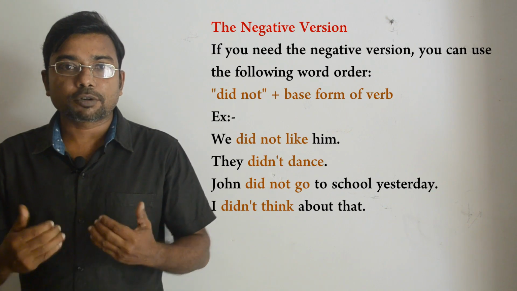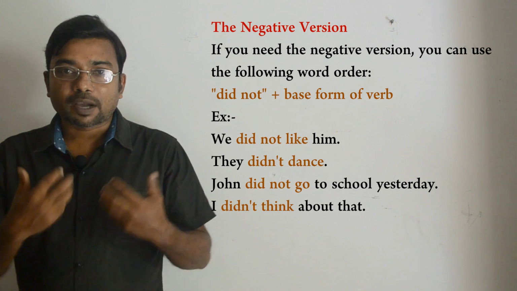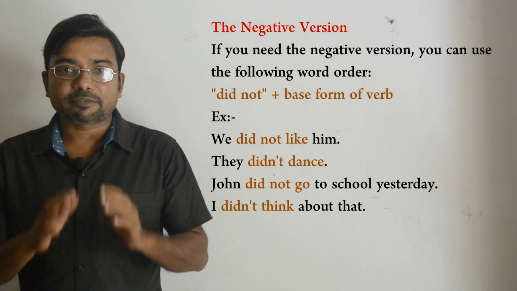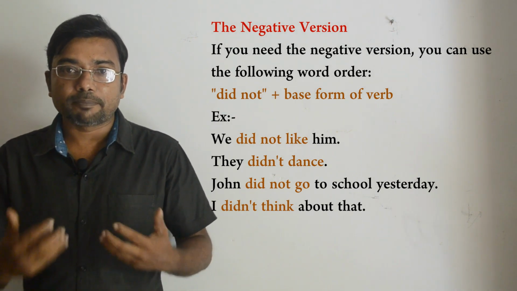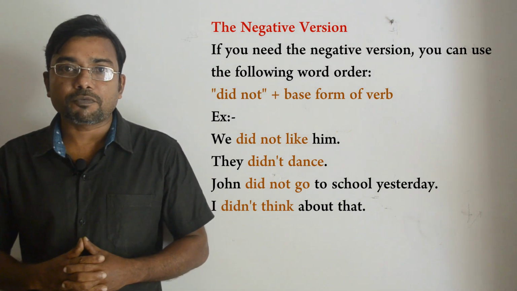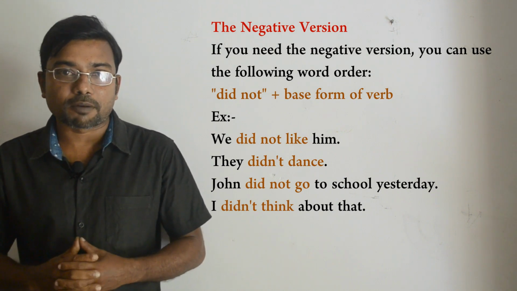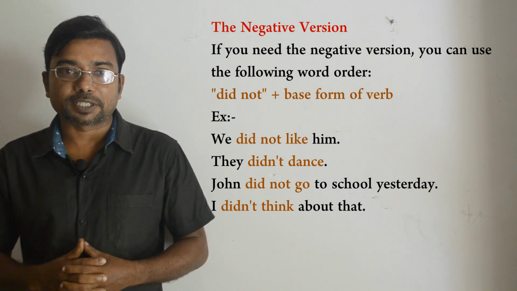Now let's look at how to make negative statements with simple past tense. Okay, we use subject plus auxiliary verb did not plus verb base form. Remember, when you are going to make a negative statement with simple past tense, we use auxiliary verb did not between subject and verb base form. Okay, let's go through some examples.